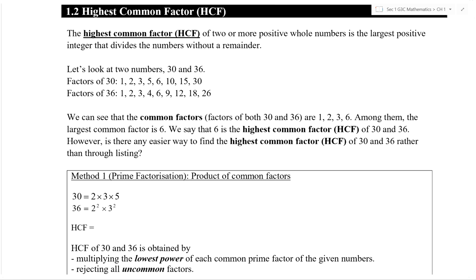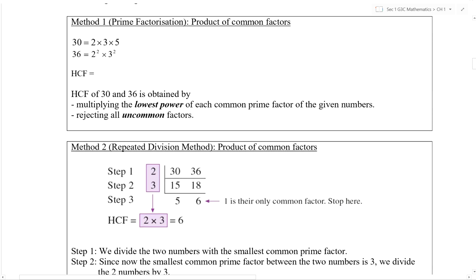What's the highest common factor of 30 and 60? What do you see? 6. Nothing else, right? So I'll show you another method instead of listing everything out.